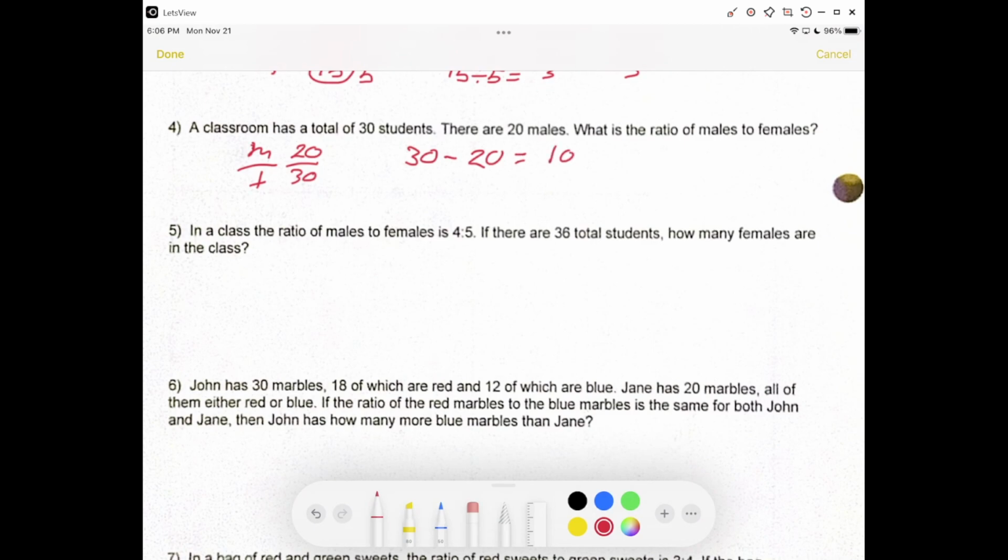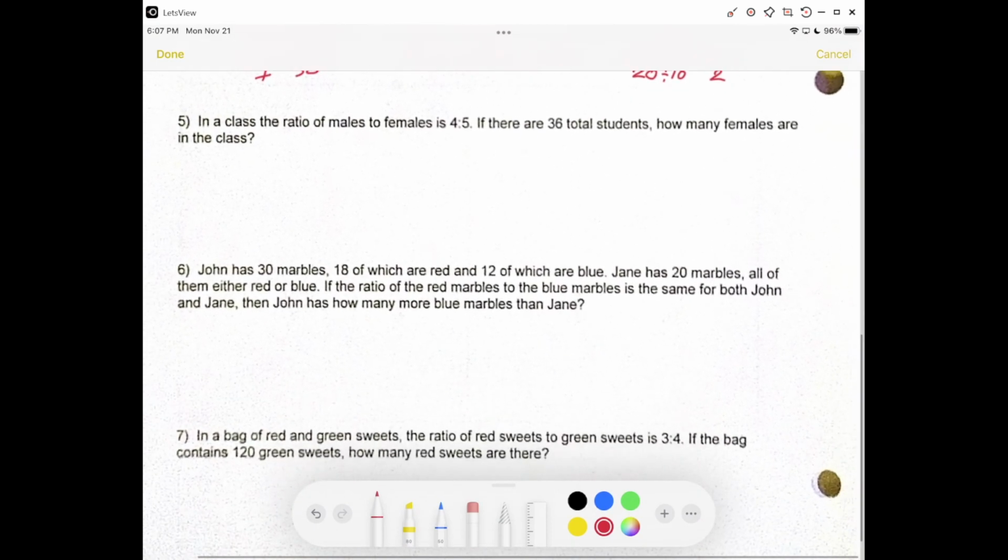So our ratio would look like 10 over 20. But this is also, once again, not the simplest form. We know that both of these values are divisible by 10. And if we divide both of these by 10, we will get the new ratio of 1 to 2. So let's move on to question number 5.